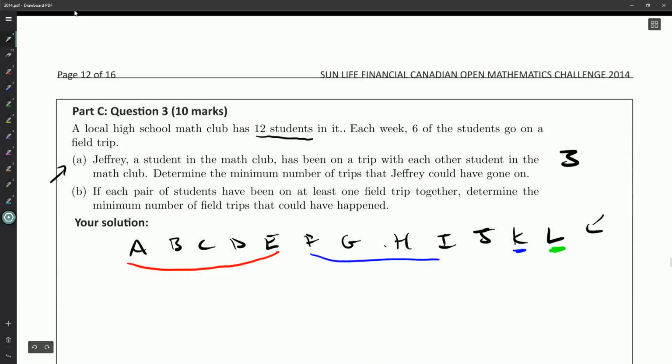If each pair of students have been on at least one field trip together, determine the minimum number of field trips that could have happened. So again, we're going to have to look at this mathematically. I assume set up a similar sort of division expression involving the number of pairs of students and field trips and things like that. And we'll show that the minimum might be 10.